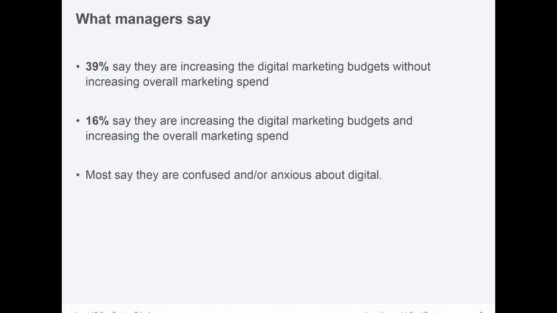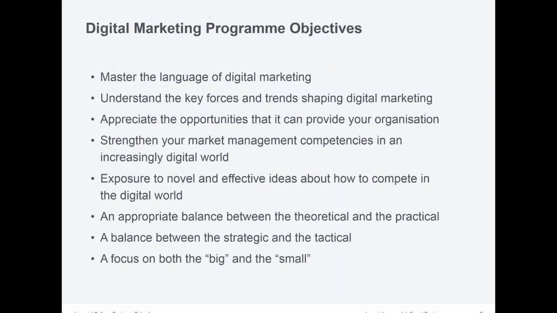Our research at Imperial College has shown that a lot of the executives that are entrusted with digital marketing strategies are still unsure about exactly what works, what doesn't work, and in particular what the return on investment of many of these tools are. So in this program, we try to answer a lot of these questions and, in a sense, reduce the anxiety of executives that are unsure about how to leverage the digital marketing tools to their advantage.